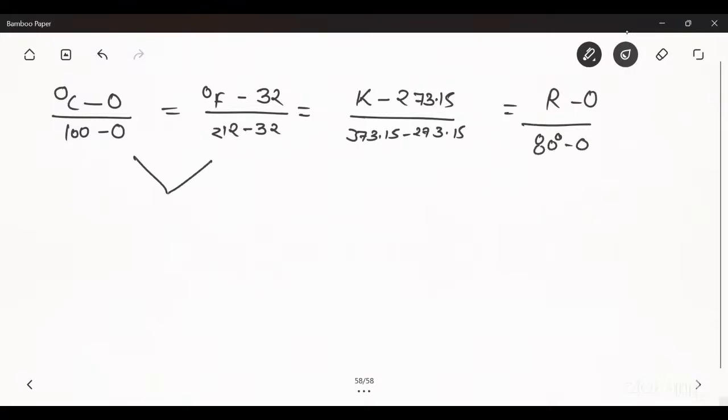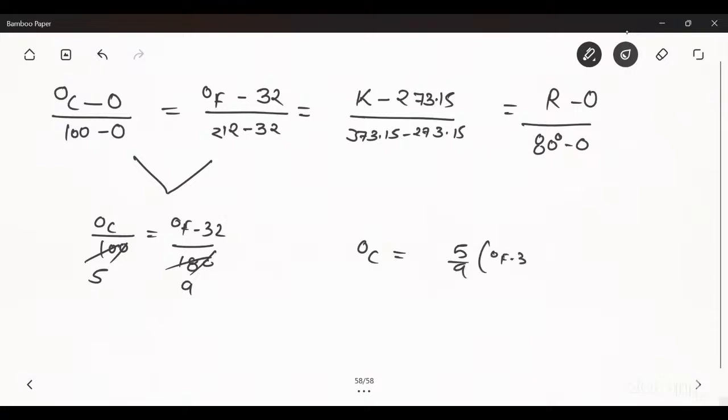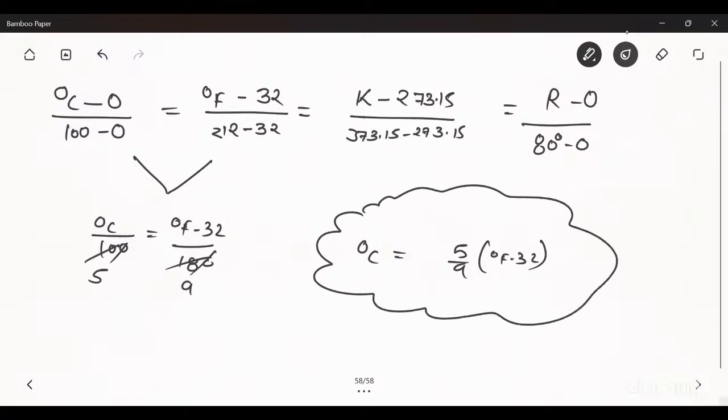Now, if you compare the first two, because the question has asked us to obtain the relation between the Celsius and Fahrenheit scales: degree Celsius upon 100 equals degree Fahrenheit minus 32 upon 180. If you cancel, you will get 5 and 9. So degree Celsius is equal to 5 upon 9 times degree Fahrenheit minus 32. This is the relation between degree Celsius and degree Fahrenheit.